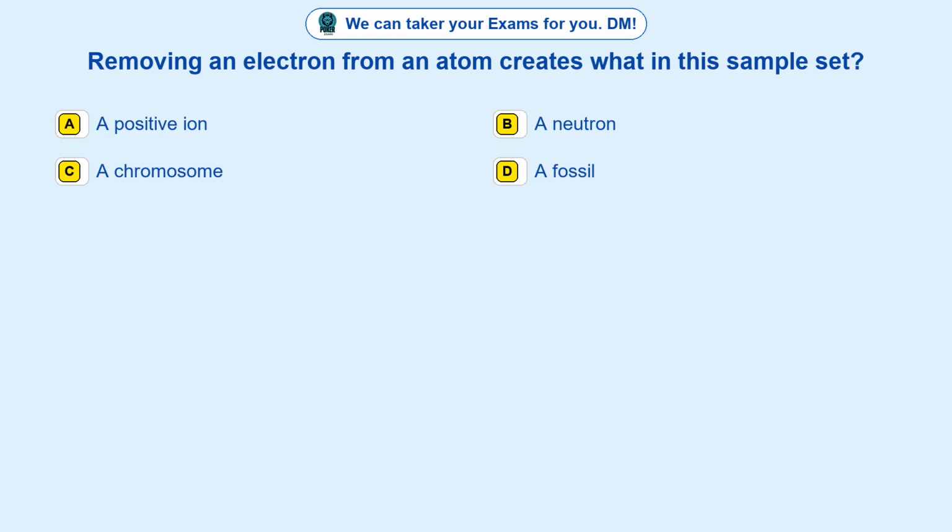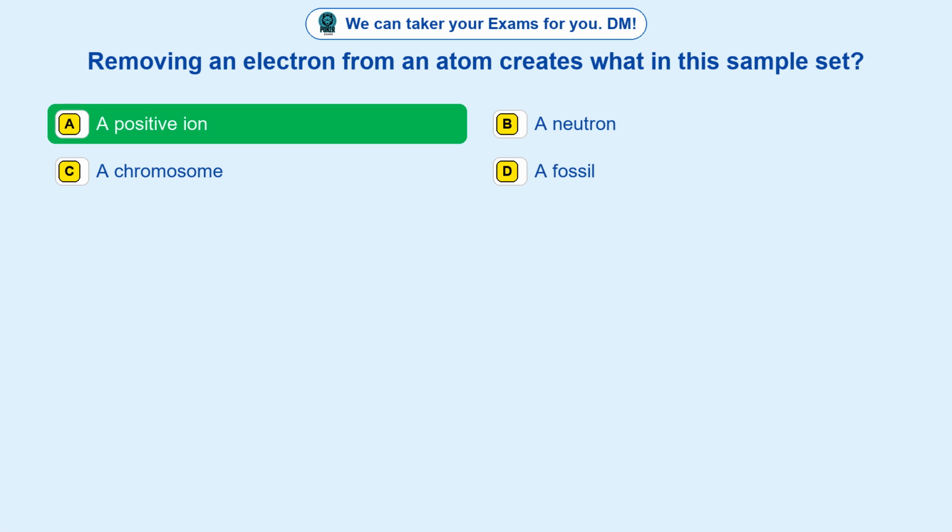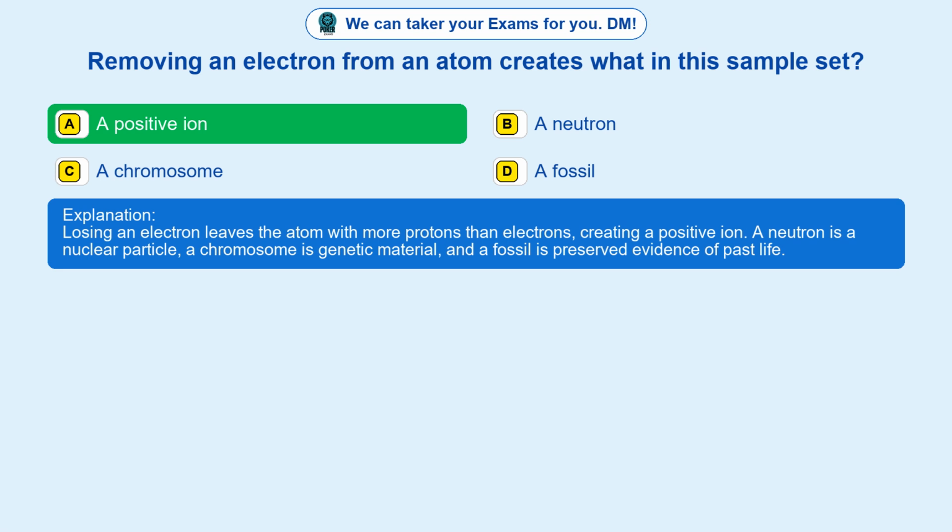Question 49. Removing an electron from an atom creates what in the sample set? Option A. A positive ion. Option B. A neutron. Option C. A chromosome. Option D. A fossil. The correct answer is option A. A positive ion. Losing an electron leaves the atom with more protons than electrons, creating a positive ion. A neutron is a nuclear particle, a chromosome is genetic material, and a fossil is preserved evidence of past life.